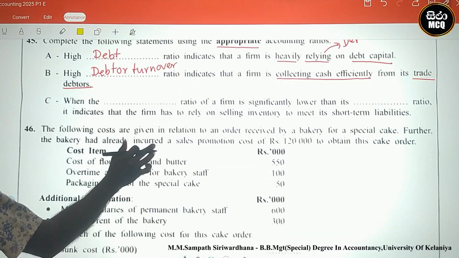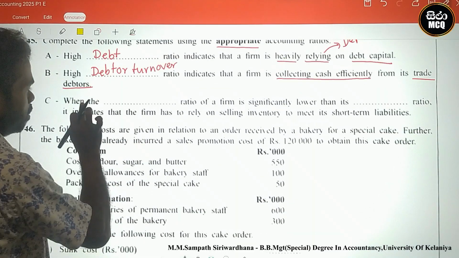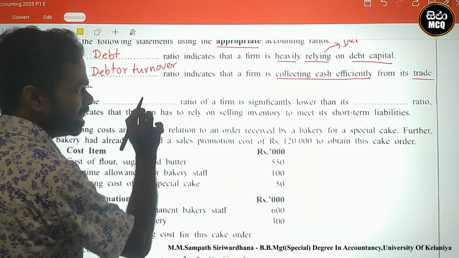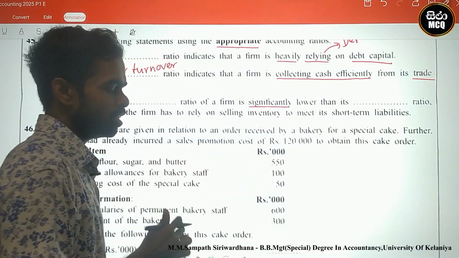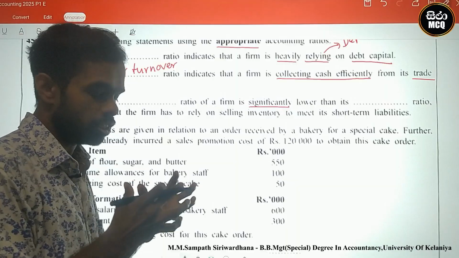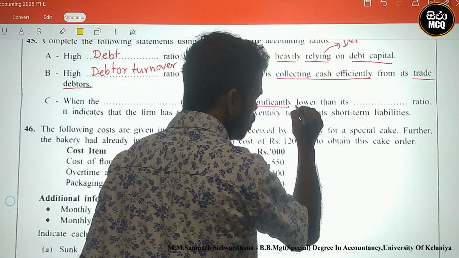Okay, next one is the major one. Look here: when the blank ratio of the company is significantly lower, it means there is a large portion.